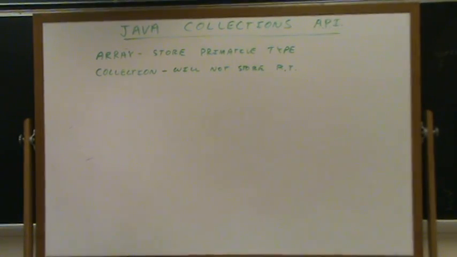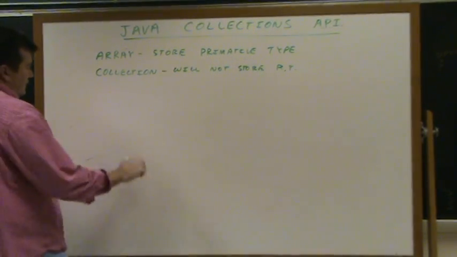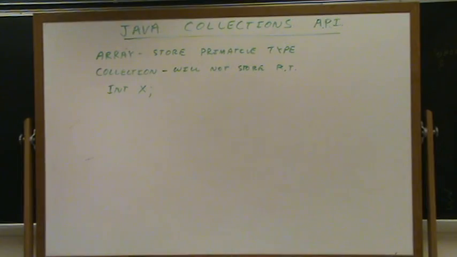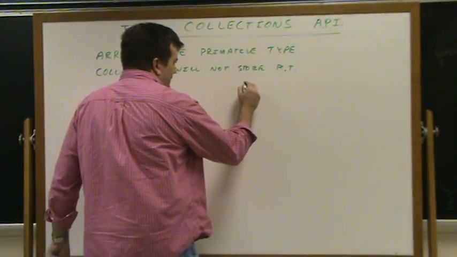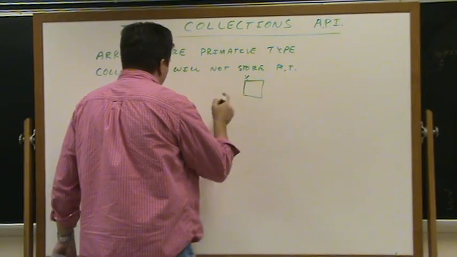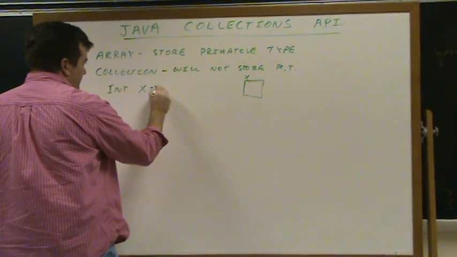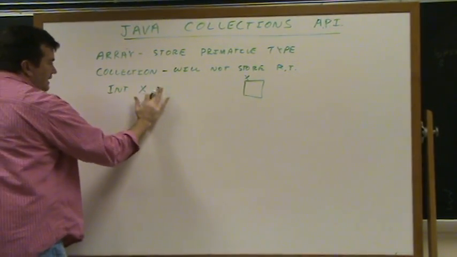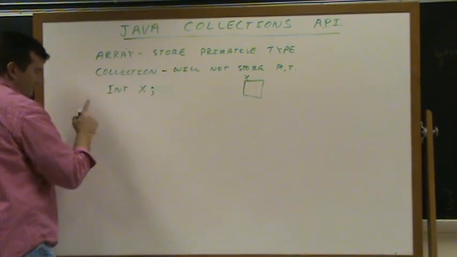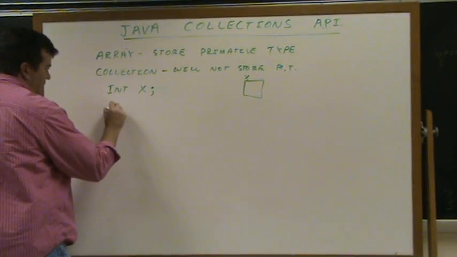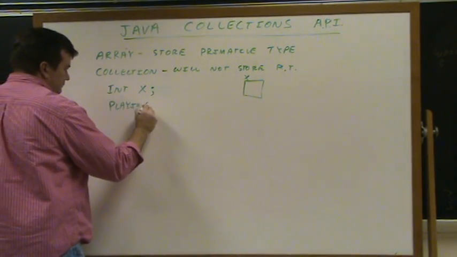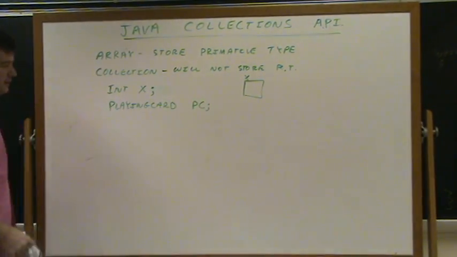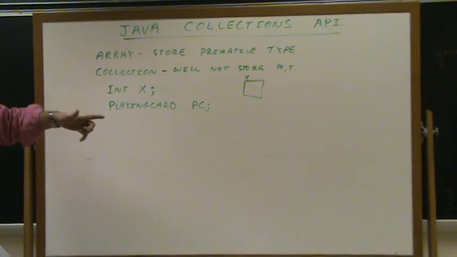Java has those wrapper classes. Just a little refresher: if we said int x in Java, what does that mean? We declared a piece of storage called x, and x can store a value in it. We could say x equals 0, and that would be fine. We'd actually declare a piece of storage like that. In Java, let's say we made a class called playing card, and we made a playing card, pc. So this was a class that we created.